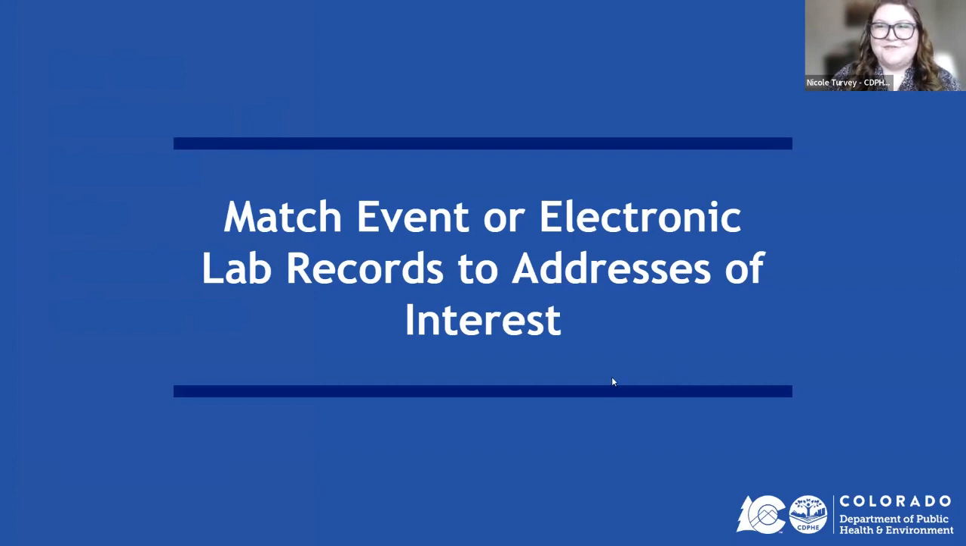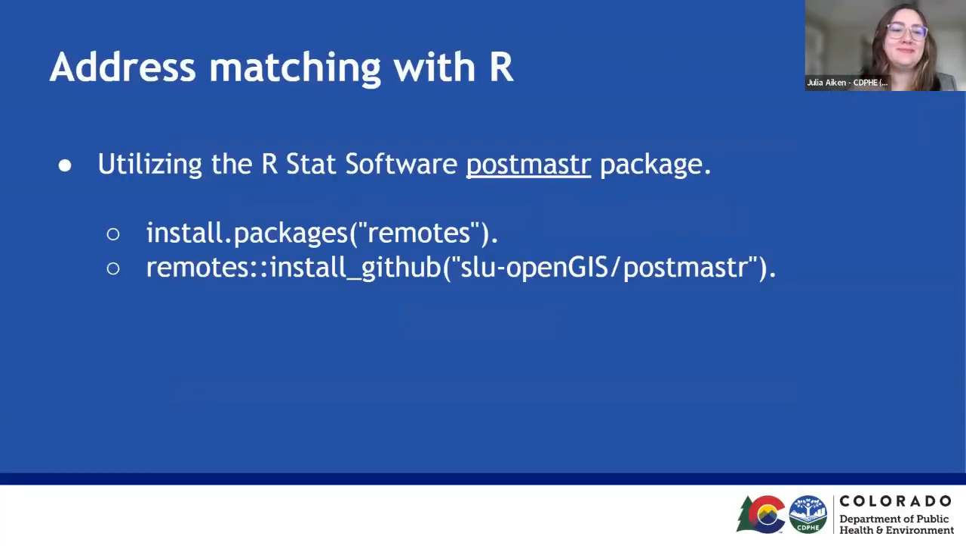And with that, I'll hand it over to my colleague Julia to tell you more about how we match these events in electronic lab records. Yeah, thanks, Nicole. So now that we have gathered all of these facility addresses, we need to get them matched up to patient addresses. And to do this, we use the functions unique to the Postmaster package for R Studio. And I really encourage everyone to check out the documentation for this package on GitHub, since it has a ton of cool features that we won't even get to all cover today.